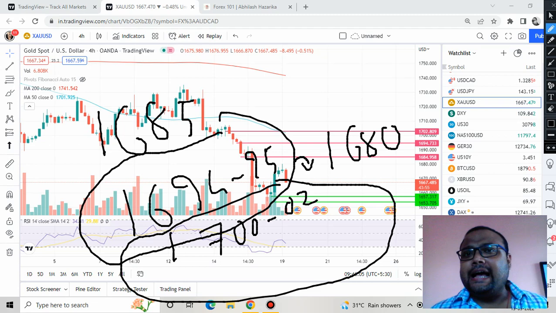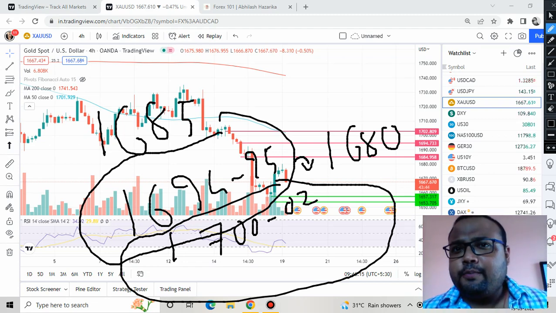This is my analysis. I can be wrong as well. Please follow your proper risk management, do your maths correctly, calculate the position accordingly, because it's your hard-earned money. It's your responsibility to protect it.